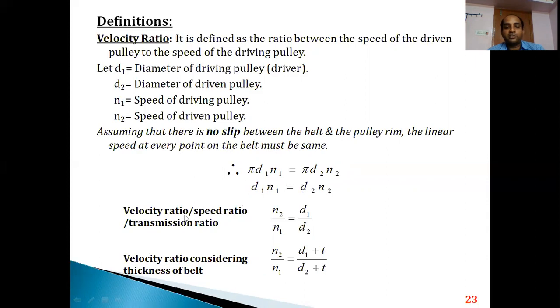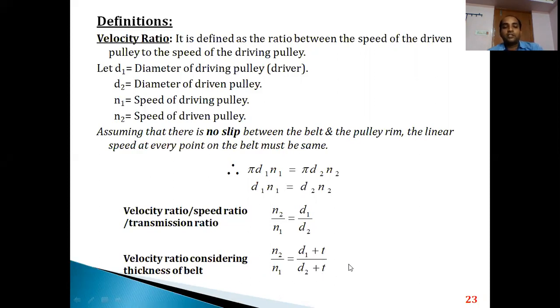This velocity ratio, also known as speed ratio or transmission ratio, as I told, is the ratio of the driven pulley. Which one is the driven pulley? N2, the speed of the driven pulley, to the speed of the driver pulley, which means N2 by N1 is equal to D1 by D2. Sometimes, if we consider the thickness of the belt, then the resulting equation can be written as N2 by N1 is equal to (D1 plus T) by (D2 plus T).